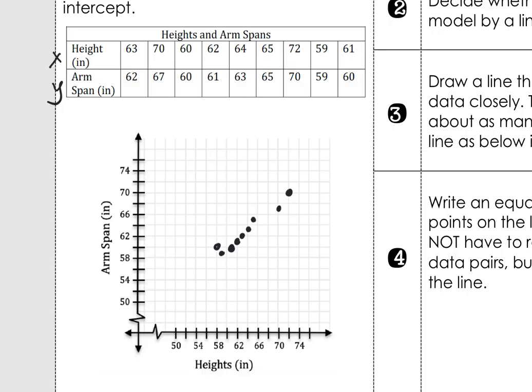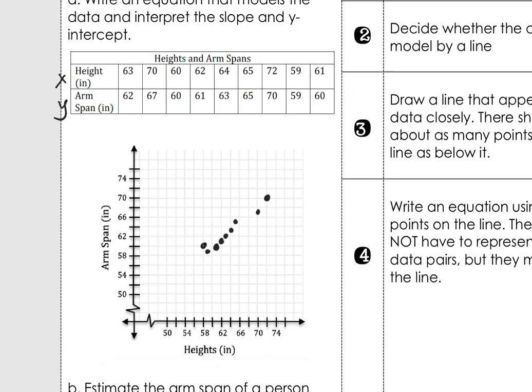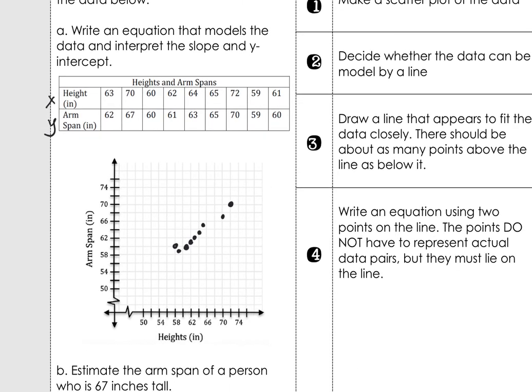All right, so we've got those 9 points on our scatter plot. Now we have constructed that. Give everybody another 30 seconds or so to finish getting those points on their scatter plot.